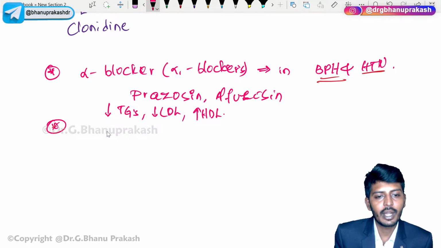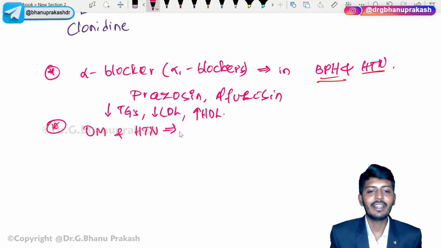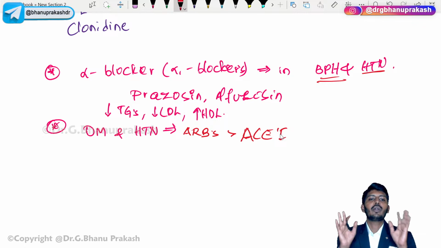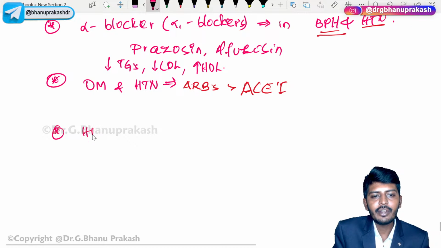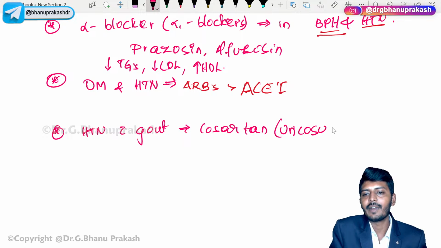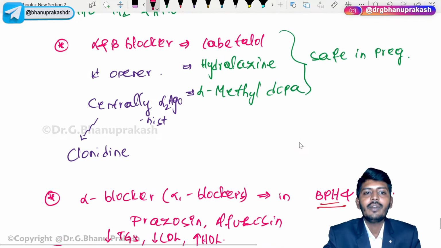Now once we have understood this, many students will ask me, sir, what about a patient with diabetes mellitus and hypertension, what is the best drug? Hypertension with diabetes mellitus, remember, the best are ARBs. If ARBs are not available, then an ACE inhibitor, that is with respect to the exam. In clinical practice, I would always suggest ARBs because they have better advantages. Any other conditions? Yes, a patient with hypertension and gout, the better drug is losartan, since it has a uricosuric effect. So these are some special conditions associated with hypertension.